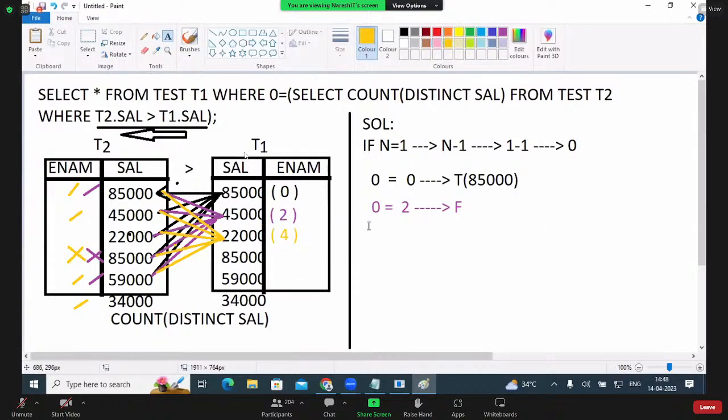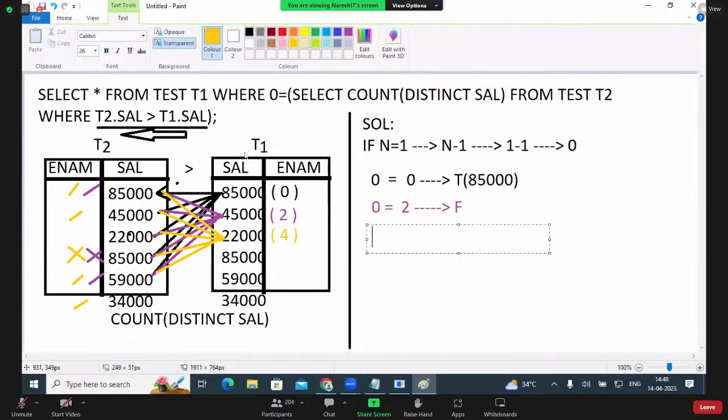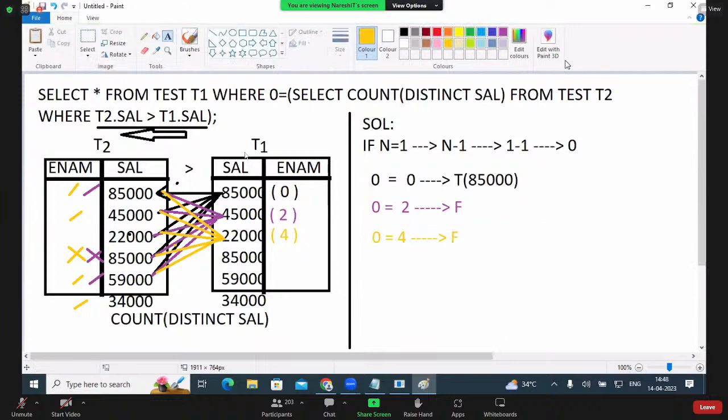This count of 4 you need to compare with your 0. 0 is equal to 4. Condition true or false? False. Keep it like that. The next one is what now here? 85. 85 again compare with all the values now.